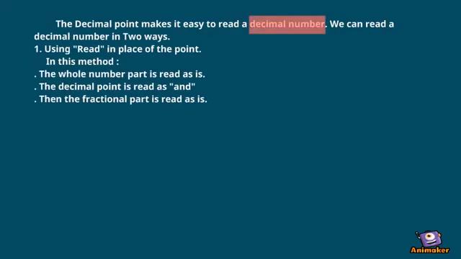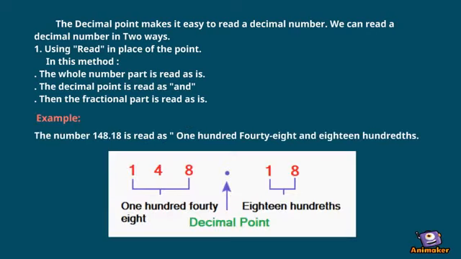We can read a decimal number in two ways. 1. Using "and" in place of the point. In this method, the whole number part is read as is. The decimal point is read as "and". Then the fractional part is read as is. Example: the number 148.18 is read as 148 and 18 hundredths.